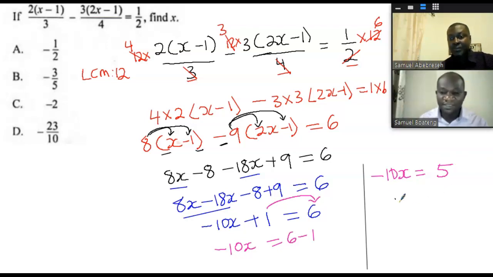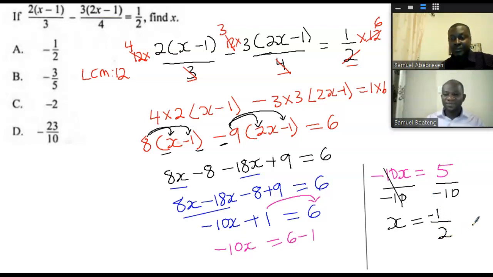Since we want x, let's divide through by minus 10. On the left-hand side, 10 will cancel 10, leaving x alone. Minus 5 will go into 10 2 times. The denominator is minus, so it will affect everything. So minus 1 on 2. You quickly go to the options and check where you have minus 1 on 2, and you can see that option A gives us the correct answer.